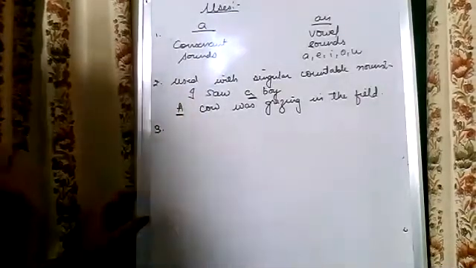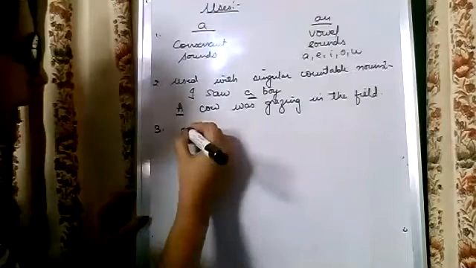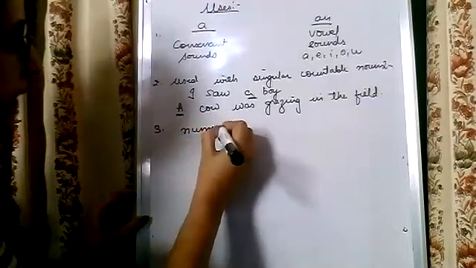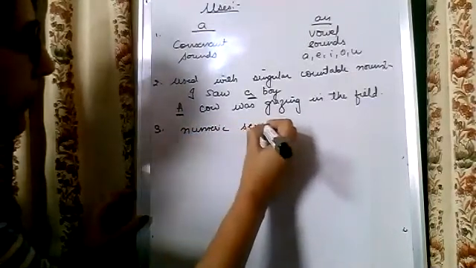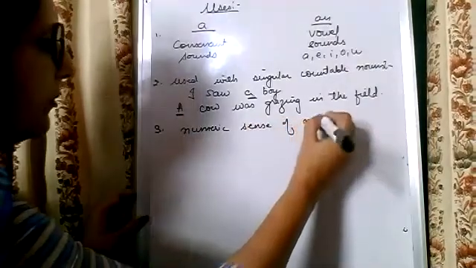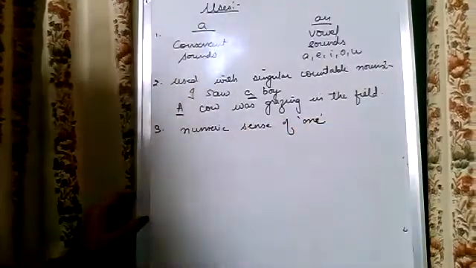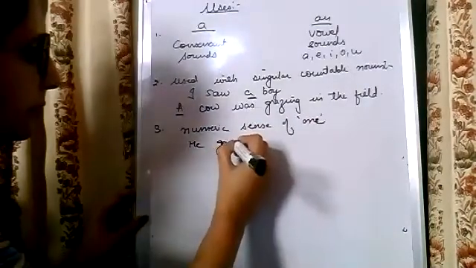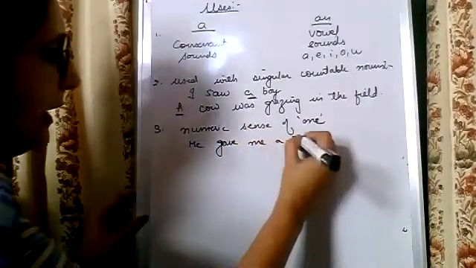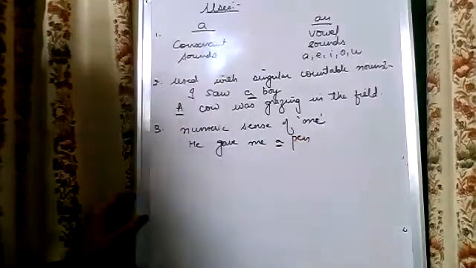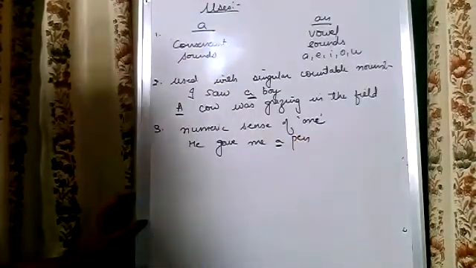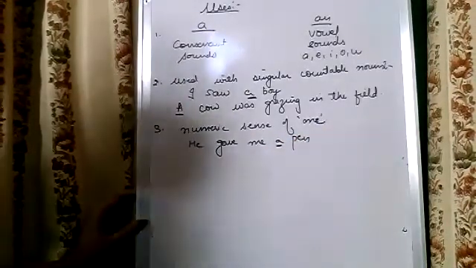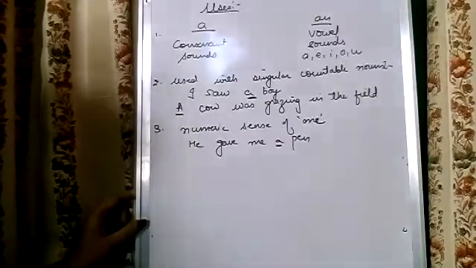Next, it is also used with the numeric sense of one. For example, he gave me a pen, means he has given me one pen. Ram bought an ox. It means he has bought one ox, right?